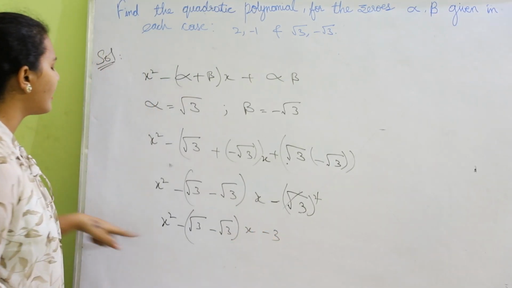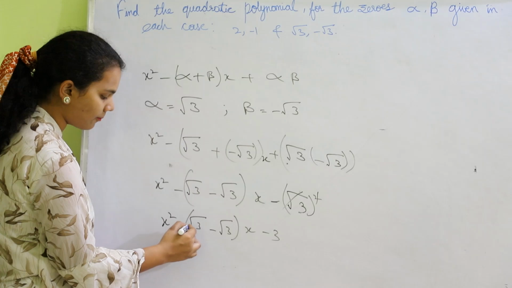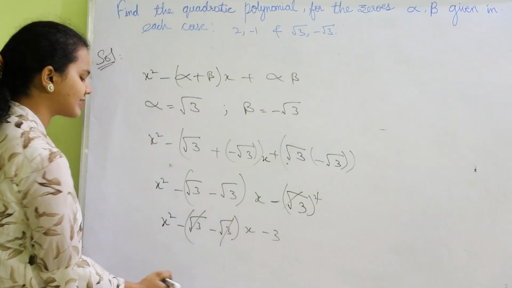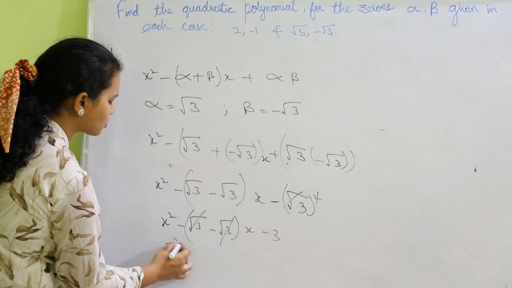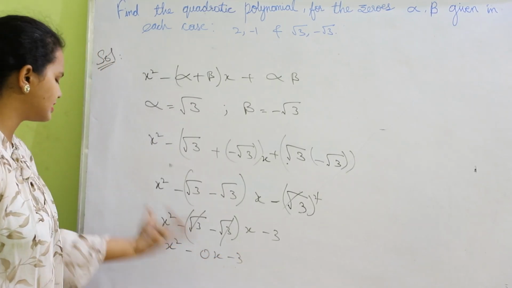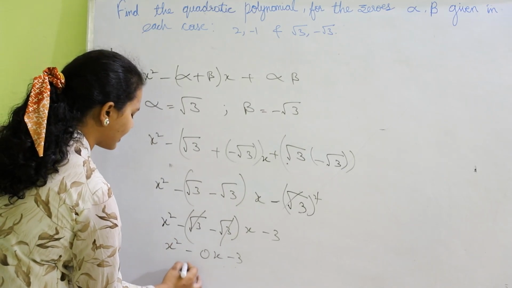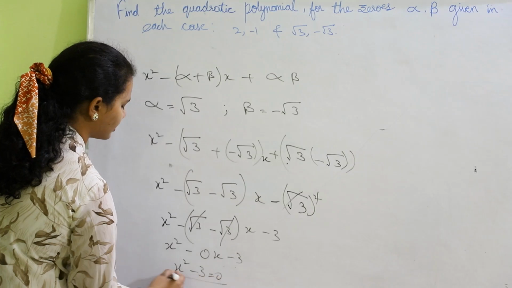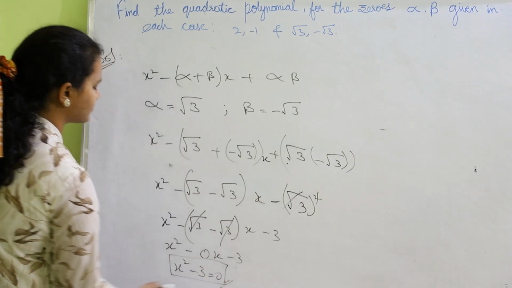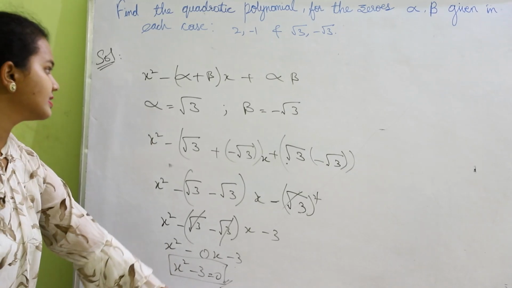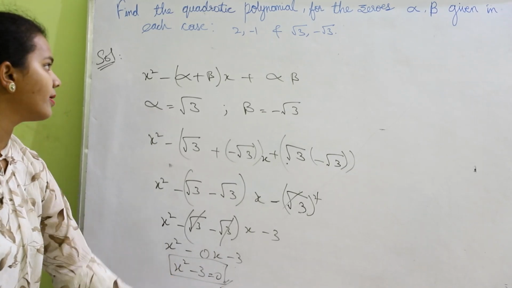Clear? Now here you have plus root 3 with no symbol over here, so plus root 3 minus root 3 gets cancelled. This becomes x square minus 0x minus 3. Clear? 0x means nothing, so we can consider x square minus 3 equal to 0. This is what our sum ends with. So these are the quadratic polynomial for the zeros.